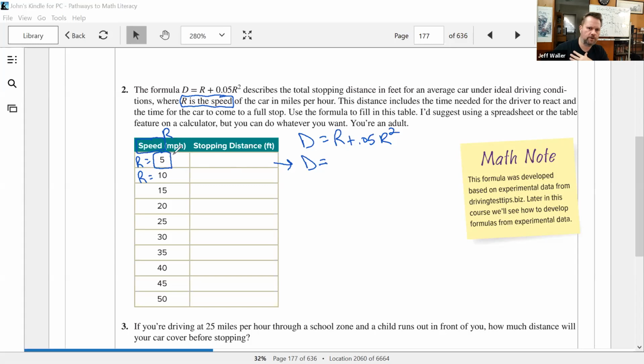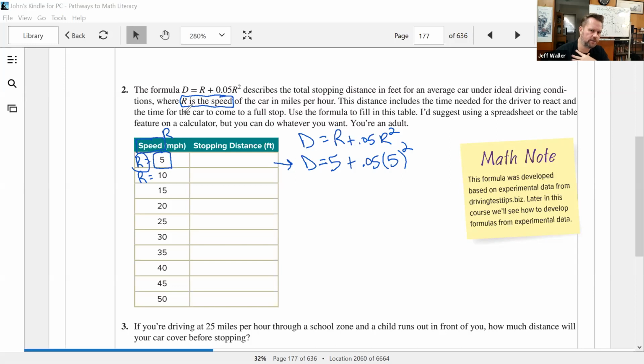What can I put? What can I replace? I can replace which letter with what number? I can replace all the R's with 5. I like it. So 5 plus 0.05 times 5 squared. So the first row tells me R is 5.